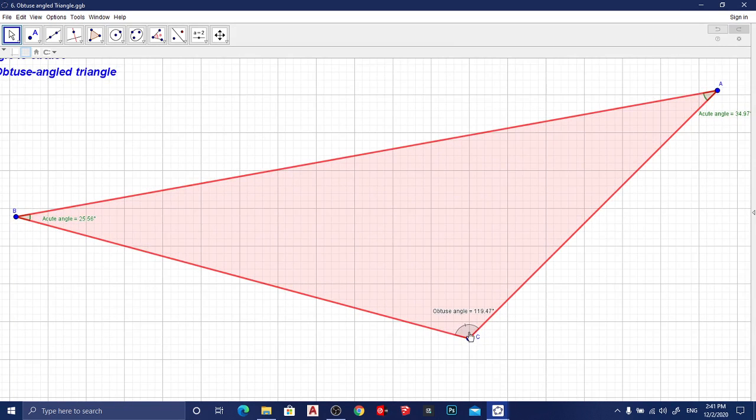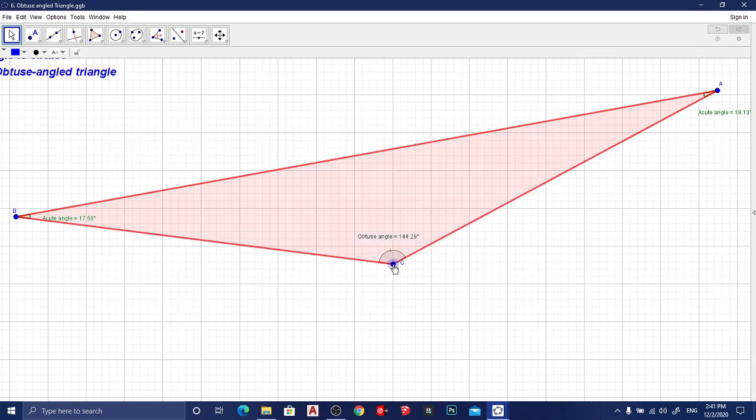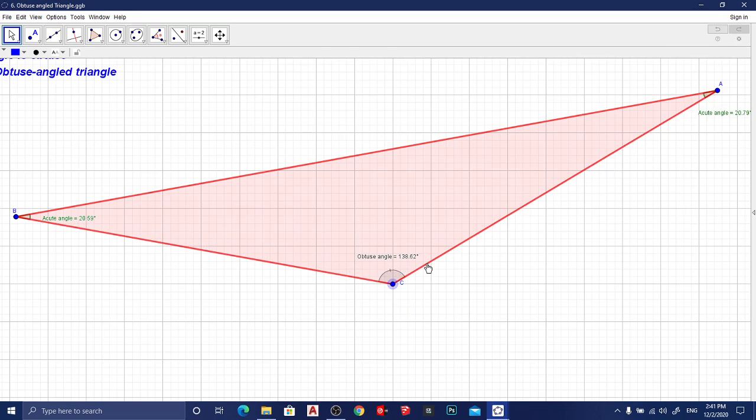If you observe, this is 119.47, which is greater than 90 and less than 180, so this is an obtuse angle. The remaining two angles, this is 25 degrees, this is nearly 35 degrees. These two are acute angles only. In any obtuse angle triangle, only one angle will be obtuse, and the remaining two angles will be acute. If I change this, then also this is 138 degrees, which is more than 90. This is 20 and this is 20 again. These two are again acute angles only.